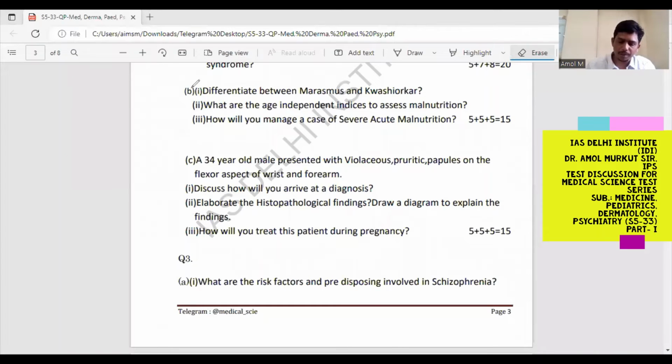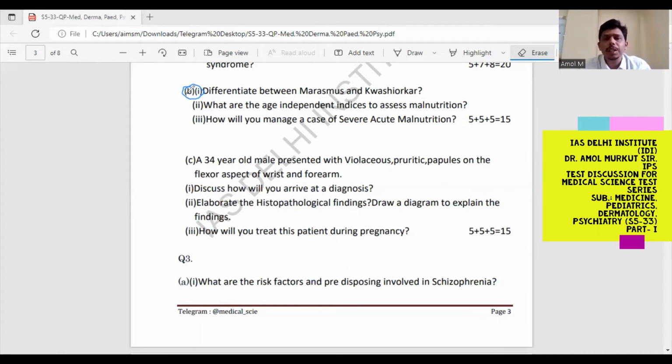So, what is our next question? Differentiate between marasmus and kwashiorkor. Again, in GAI, there is a chart given for the differentiation of marasmus and kwashiorkor. What is marasmus? Marasmus is an energy malnutrition. Kwashiorkor is protein energy malnutrition. That is the basic difference.